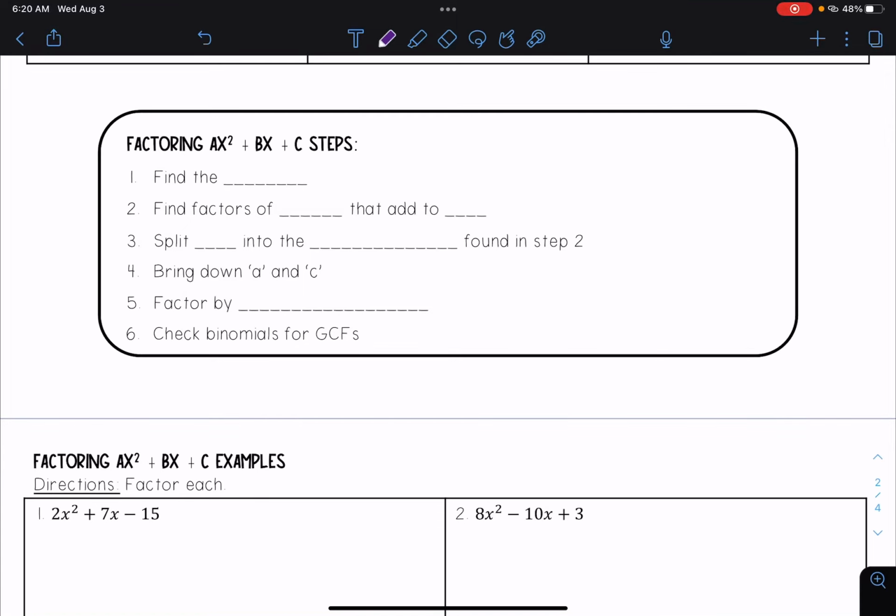In this video, we're going to be looking at factoring trinomials, but this time a is not equal to 1, and there may not be a GCF that would make a equal to 1. And so this is one that's going to be a little bit longer of a process.